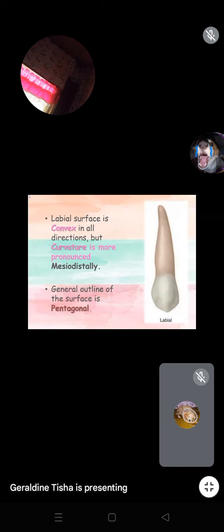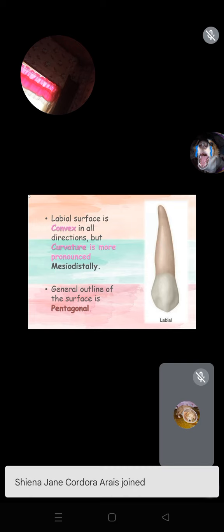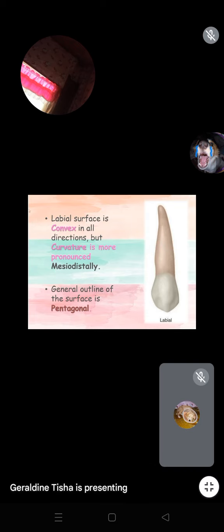The labial surface is convex in all directions, but the curvature is more pronounced mesio-distally. The general outline of the surface is pentagonal. The curvature of the cervical line on the canine labial surface curves toward the mesial.